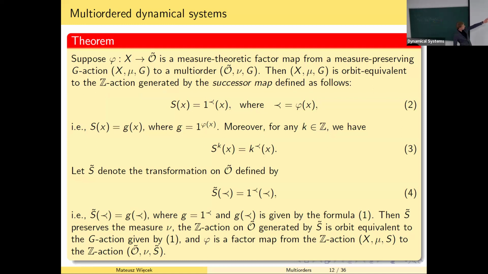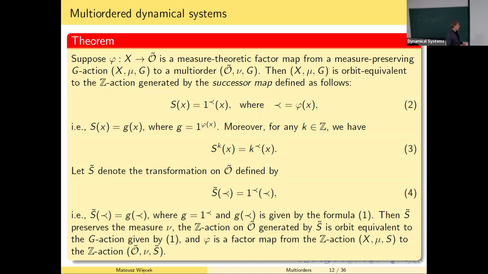Because our system factors to a multiorder, for every x there is some order o being the image of this x, and this action by S is simply the action by, you might say, the first element in this order. The first element is simply, as I said, the direct successor of the unit, because there is also one representation of orders in multiorders which we call anchored bijections. These are bijections from Z to G, and every multiorder can be represented as a set of anchored bijections. What it means that it is anchored is simply that the element 0 is always mapped to the unit of the group.